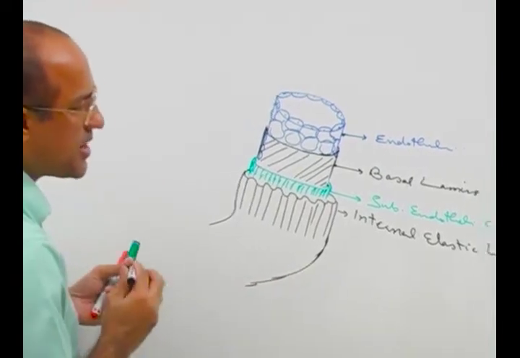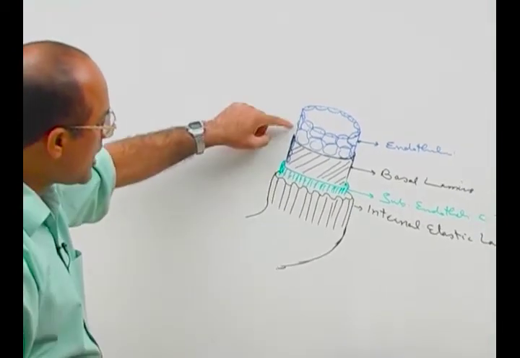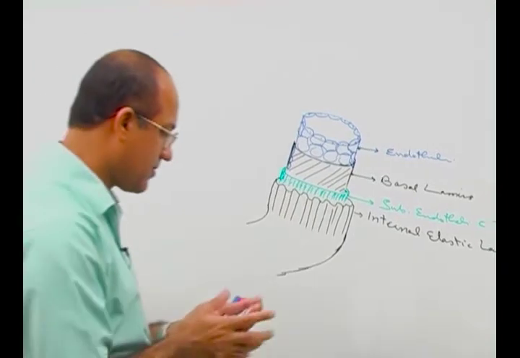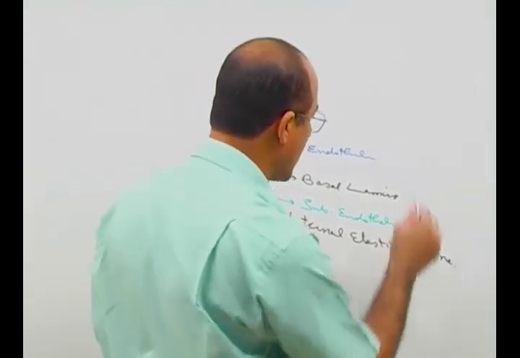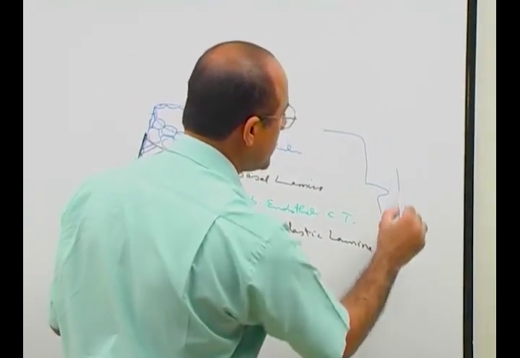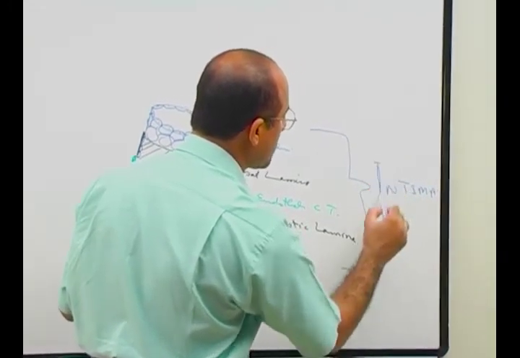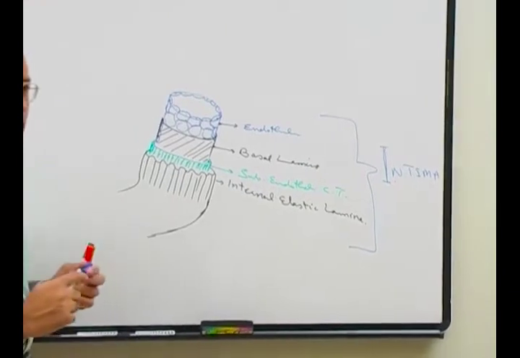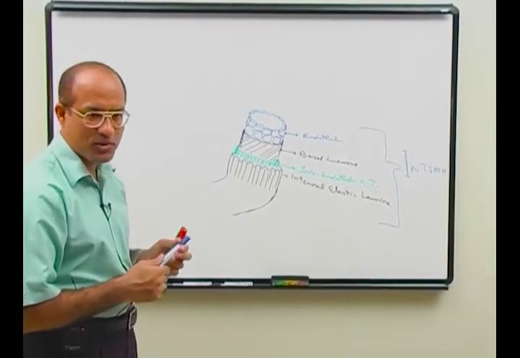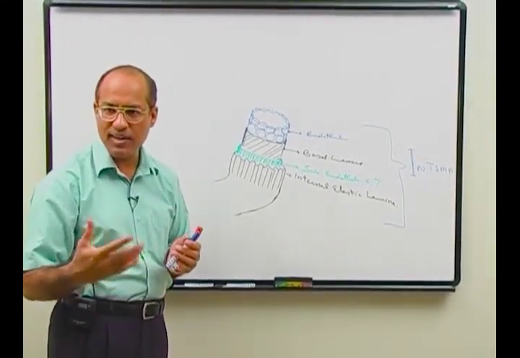Now all these layers together are called, who will tell me? Intima. Probably this is the innermost layer, which is very intimate to the blood. So we call it intima, vascular intima.